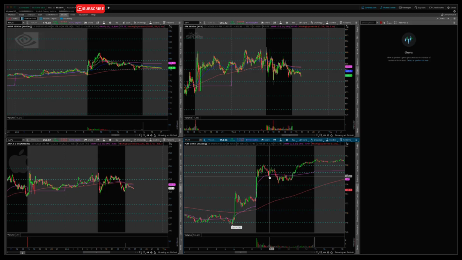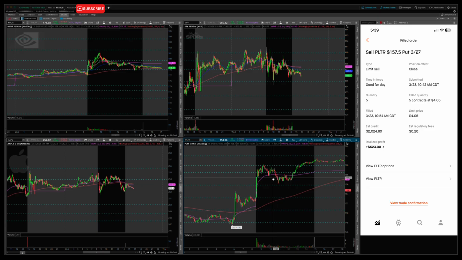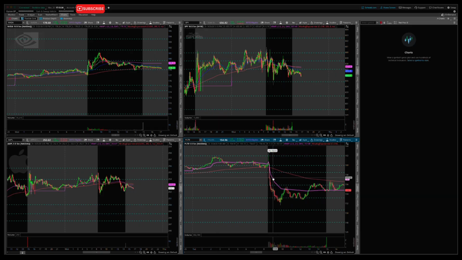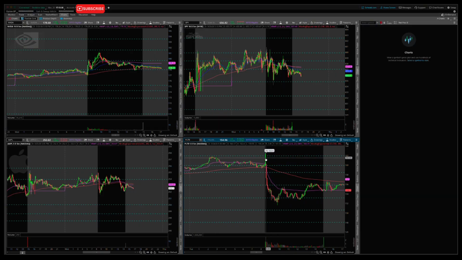up until VWAP. I don't think I took profits at VWAP. Where did I take profits? 1045. So right here. Took profits right around here. Made 500, well 523. I'll put up the screenshots afterwards. Simple trade.